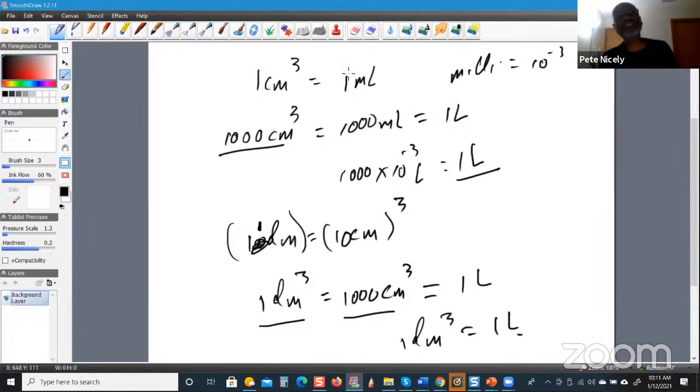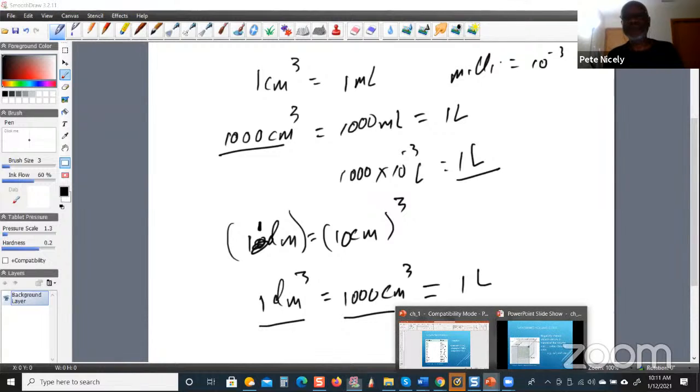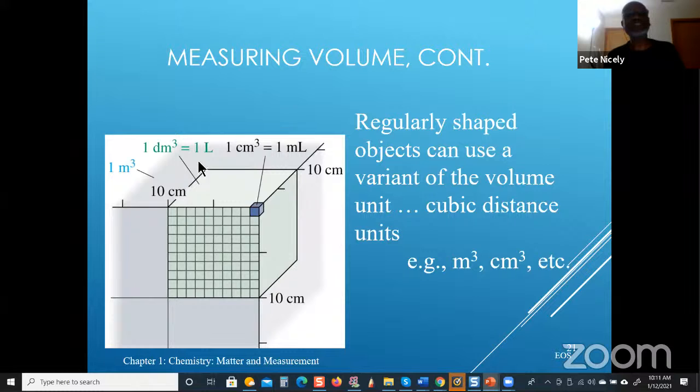So I'm just showing you this to show the different relationships between the different units. If you go back to the PowerPoint here, you'll see it's stated here, 1 decimeter cube is equal to 1 liter, 1 centimeter cube is equal to 1 milliliter, and so on and so forth. Okay, so any questions about this? Any questions?